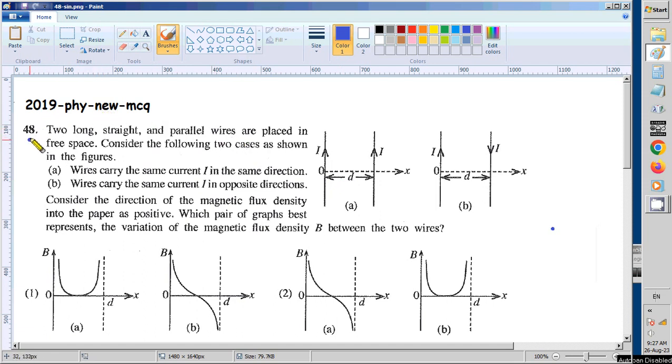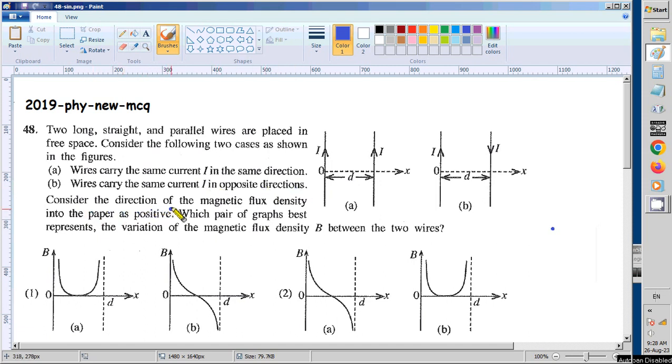Today I am going to discuss question number 48 from the MCQ part of 2019 Physics new syllabus paper. Two long straight and parallel wires are placed in free space. Consider the following two cases as shown in the figures. Case A, wires carry the same current I in the same direction. Case B, wires carry the same current I in opposite directions.